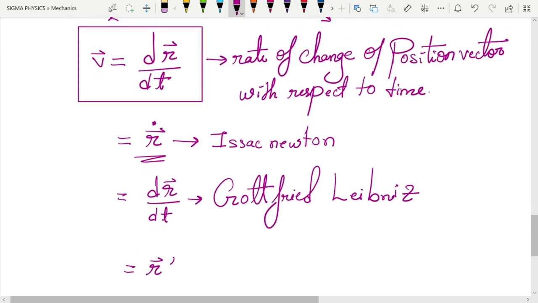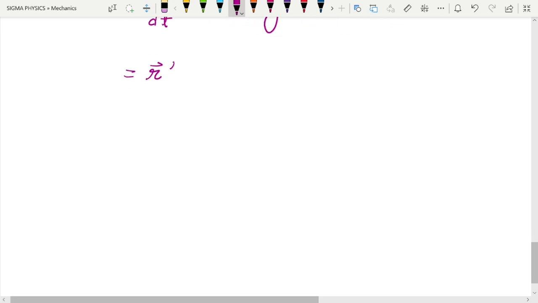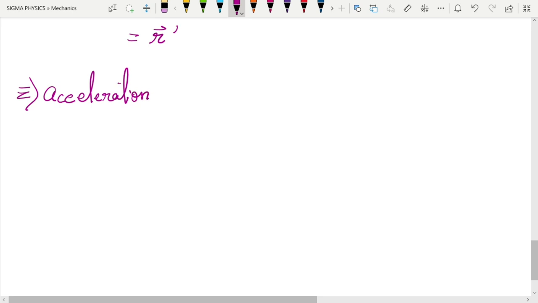Now, similar to velocity, the way velocity is defined as the rate of change of the position vector, similar to this, we can define another quantity, which is acceleration. Right, so what is acceleration? Similar to the definition of velocity, acceleration is just the rate of change of velocity. Just that, nothing else.